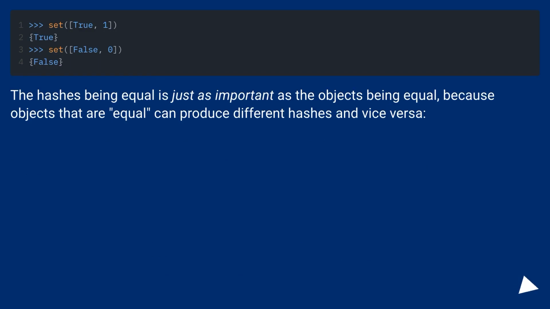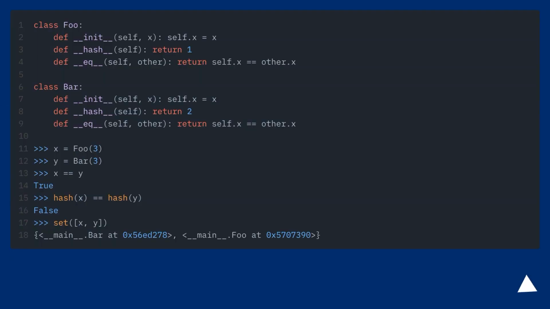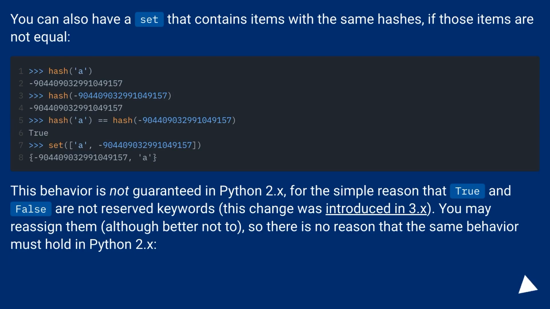The hashes being equal is just as important as the objects being equal, because objects that are equal can produce different hashes and vice versa. You can also have a set that contains items with the same hashes, if those items are not equal.